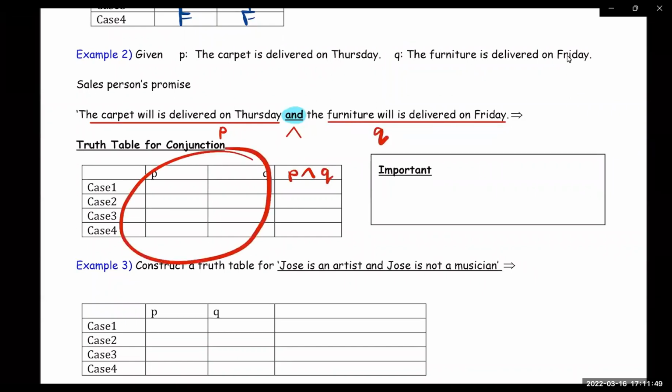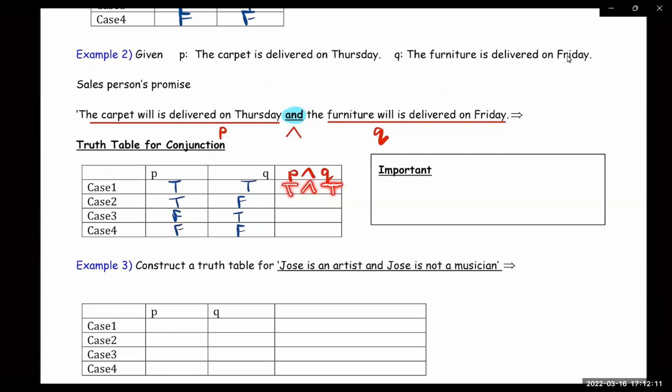Remember, there's four cases. The four cases are true-true, true-false, false-true, false-false. All right, so if you have a T and T, what the and means is that in order for that to be true, they both have to be true, because the word and means that this one has to be true and this one has to be true. So for this, T and T is true because they're both true. So that is T.